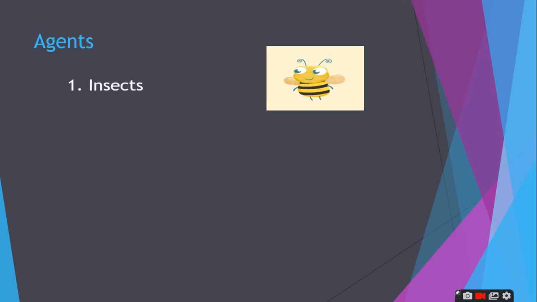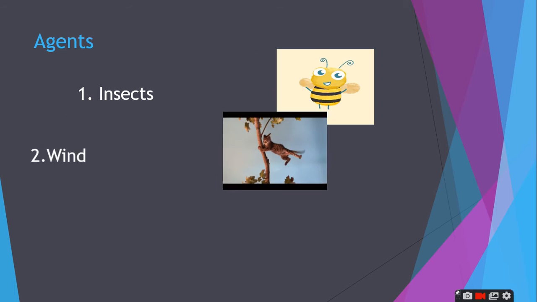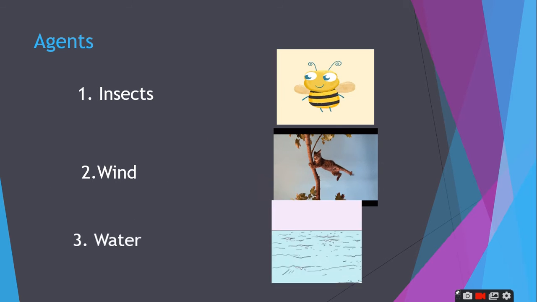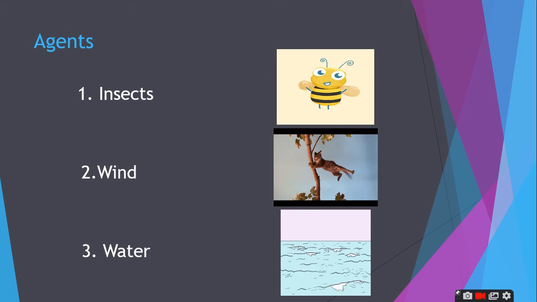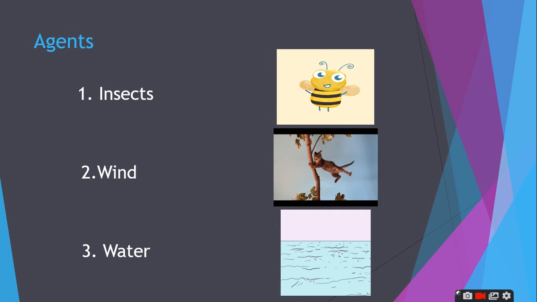Let's have a look at the agents now. Not the raw agents, agents of cross-pollination. First are the insects like this cute little bumblebee. Next is the wind which can blow away this cat. So what are pollen grains? The last one is water. Wow! We just found out another use of water. That's great, isn't it?